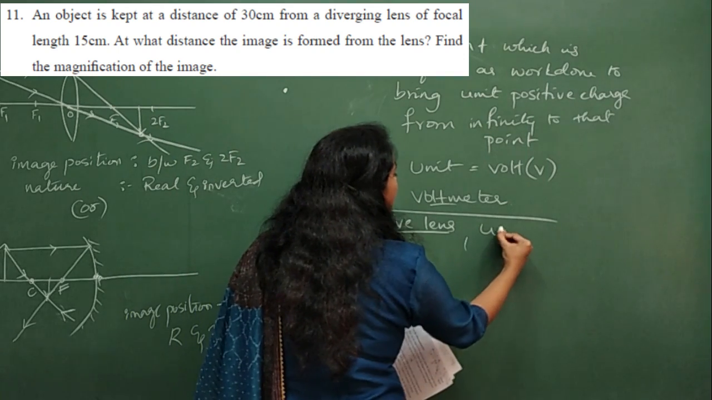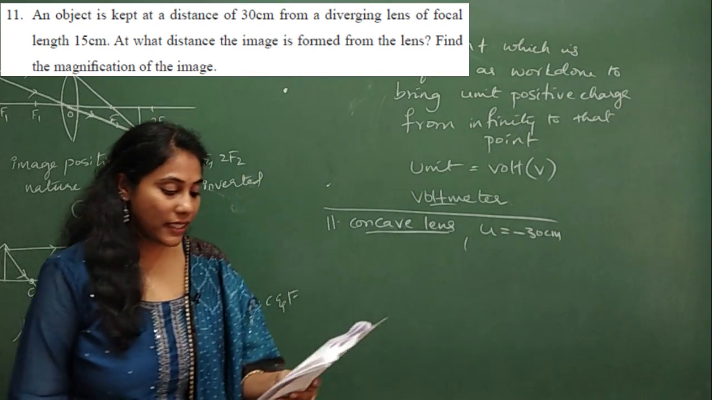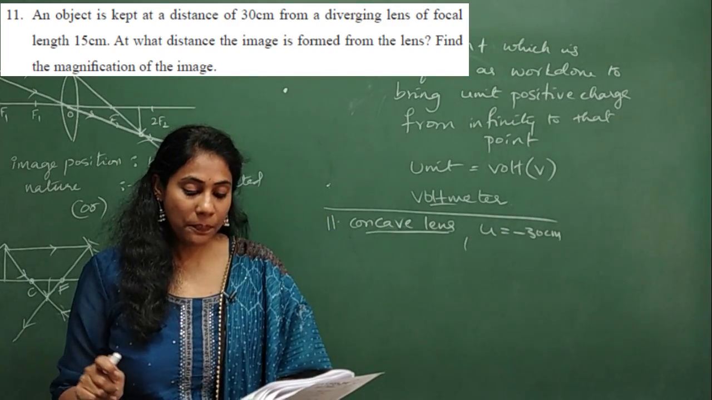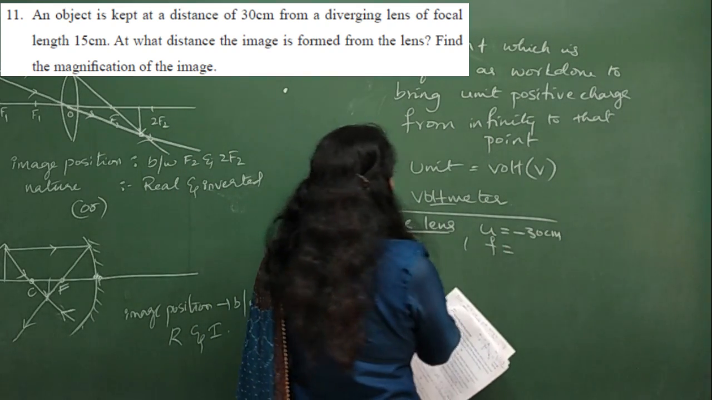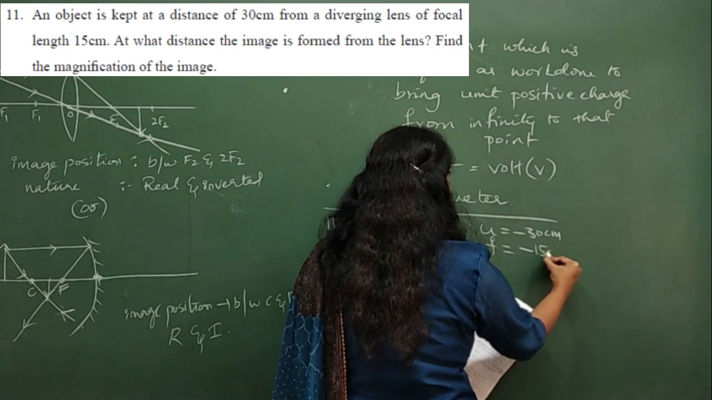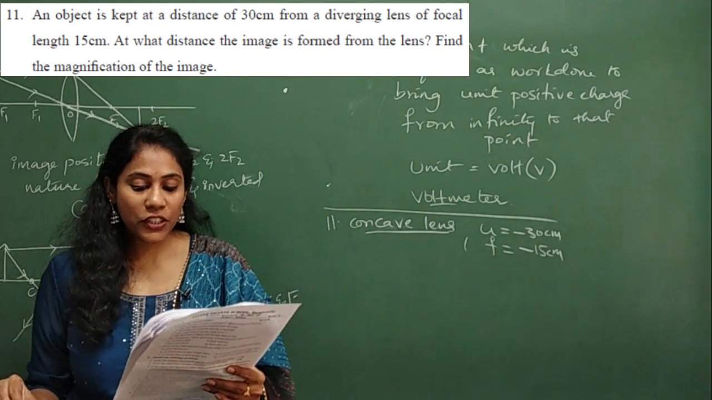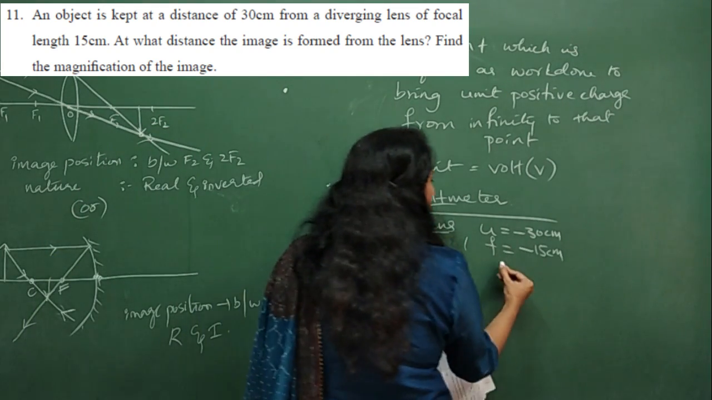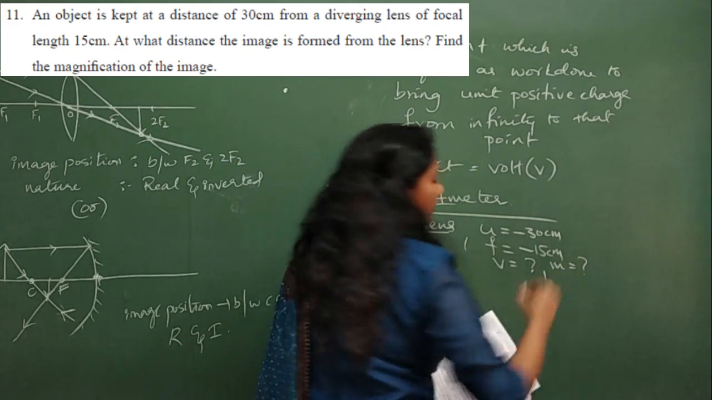So U is equal to minus 30 centimeter. Object distance here is always minus. Sign is very important, guys. There you have to be very careful. And a focal length is also given. So for a concave lens, focal length is also minus. So how much? It is minus 15 centimeter, right? At what distance is the image formed from the lens? Find the magnification of the image. So image distance, that is V, they are asking, and M is also a question mark, right?